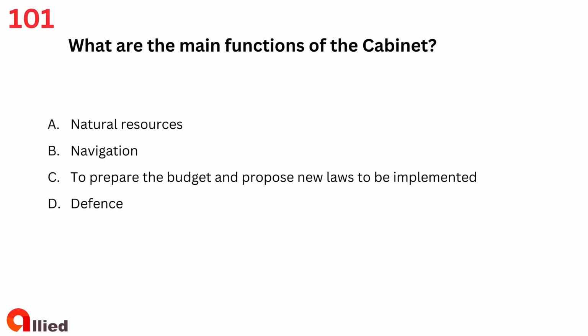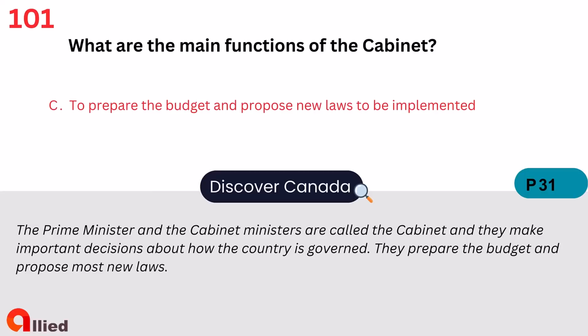Question 101. What are the main functions of the cabinet? A. Natural resources. B. Navigation. C. To prepare the budget and propose new laws to be implemented. D. Defense. The answer is C. To prepare the budget and propose new laws to be implemented.